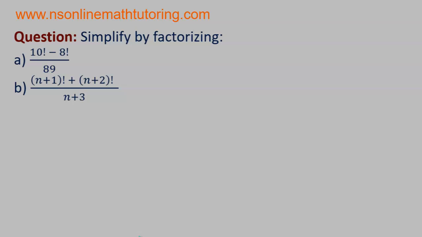Simplify by factorizing. Again, factorizing, and first of all, we have to factorize and we have to simplify, because I am seeing that there is some part in the numerator and some part in the denominator, and we are having two subparts for this question. So, we start with our answer.